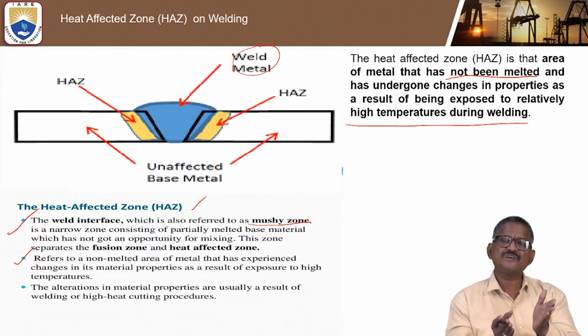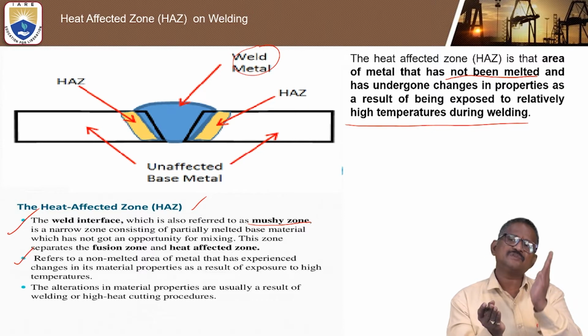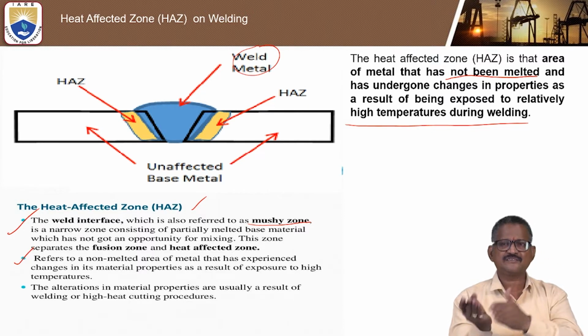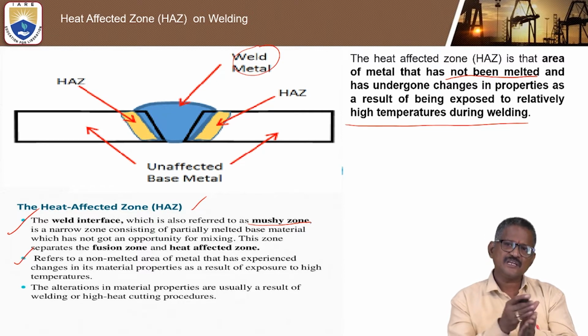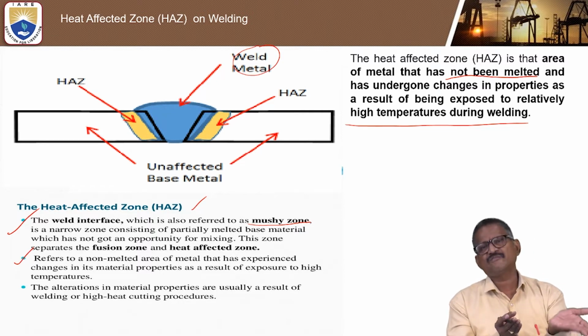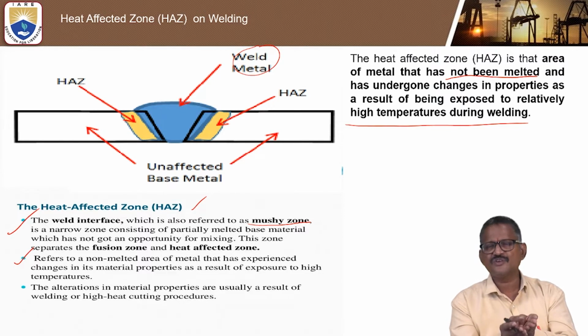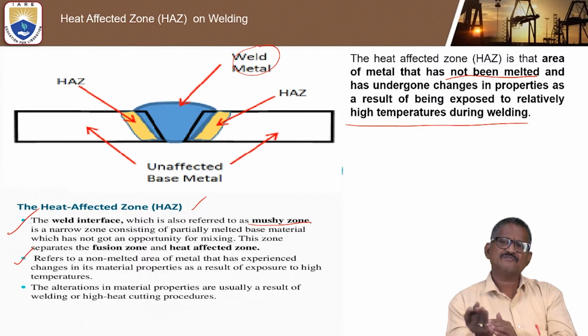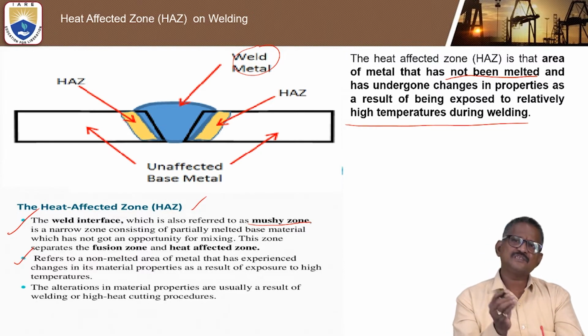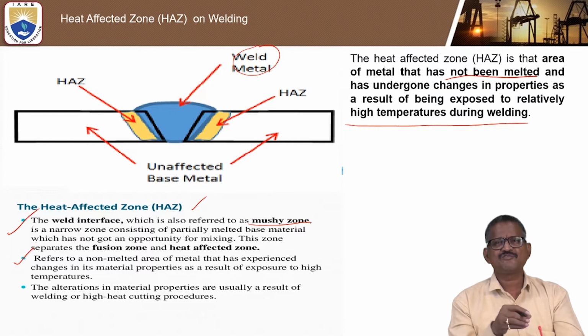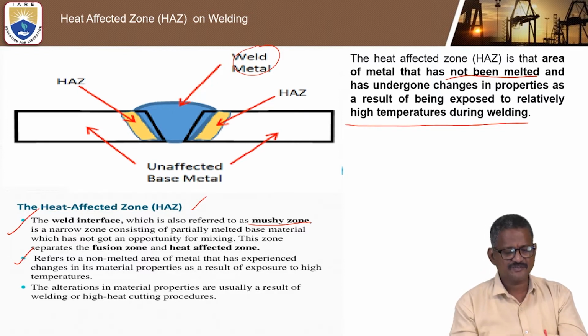For example, ferrous and non-ferrous metals, and also cast iron and steel, both have different temperatures. Each material will change differently, and each metal will solidify at a different rate. Due to these differences, this heat affected zone will occur. Some strong and some weak parts will also occur due to this heat affected zone.